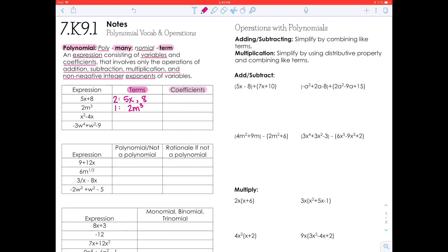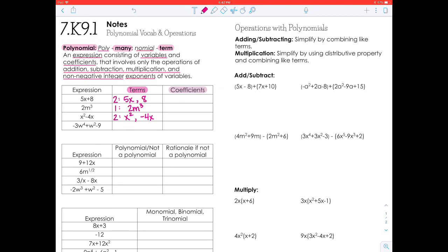On the next one, we have x squared minus 4x. I've got that subtraction in the middle there, so I know I have two separate numbers, so two separate terms. We've got x squared. That's one number. And then the other term is negative 4x. Remember, the sign in front of the number goes with that number. So that minus, since it's in front of the 4x, makes that a negative 4x.